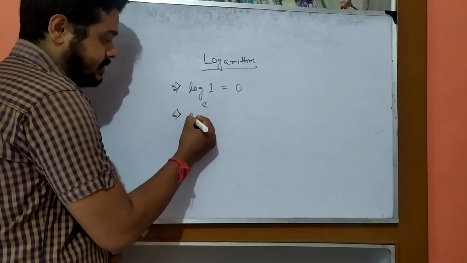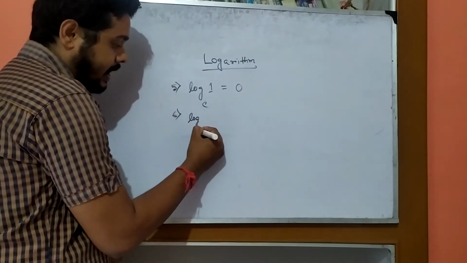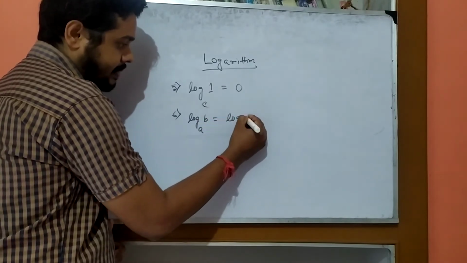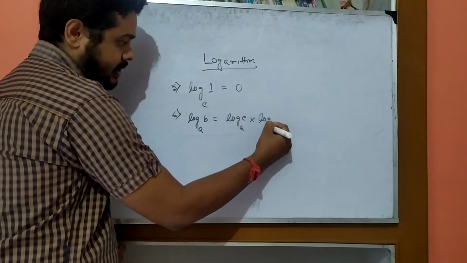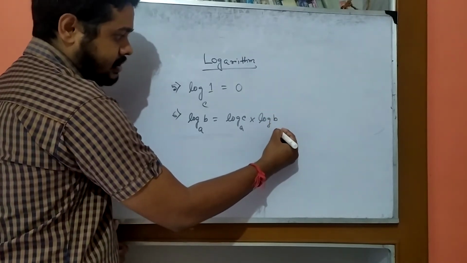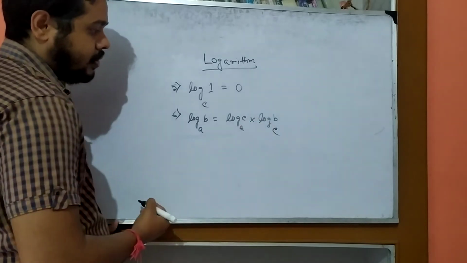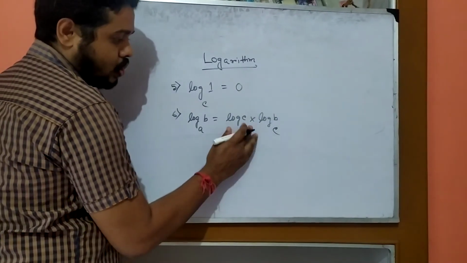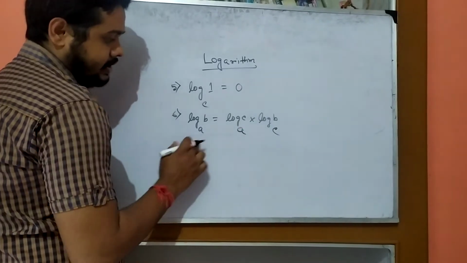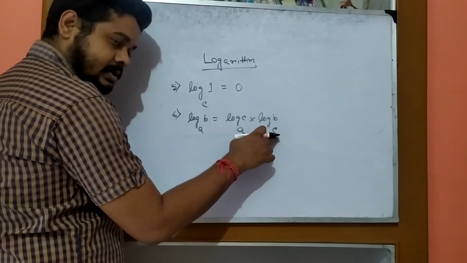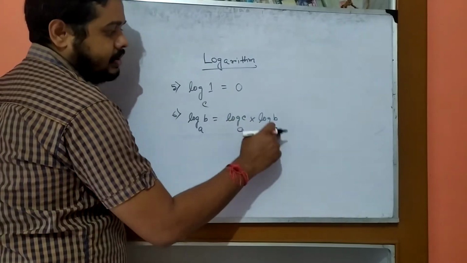Now number 6. Logarithm a base b equals, we can write logarithm a base c divided by logarithm b base c. Okay, this logarithm is divided into 2 logarithms. Hence one new logarithm came, with the same base c.